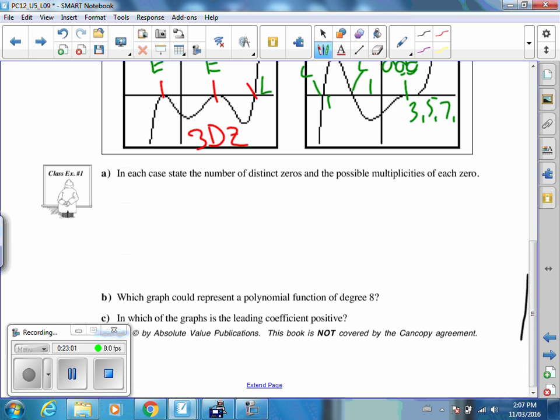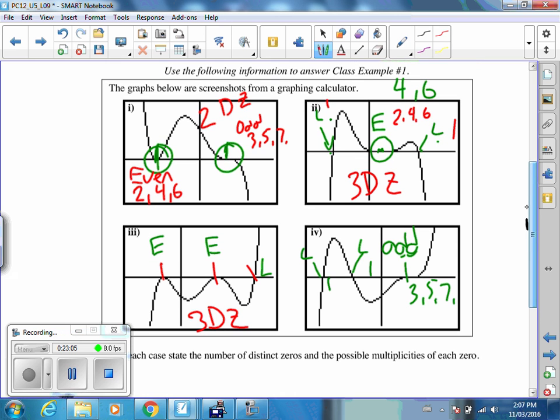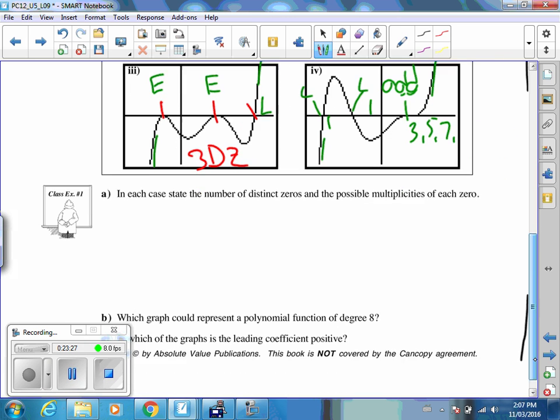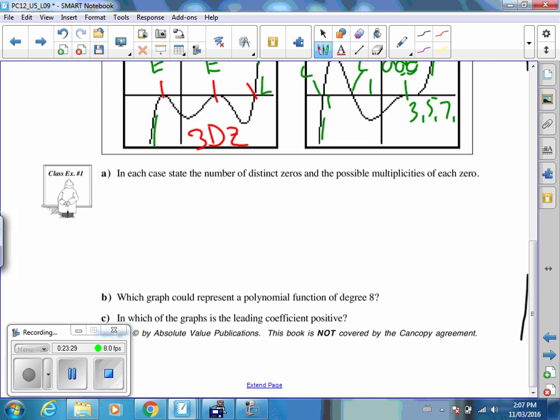Which graph could represent a polynomial of degree 8? Well, 8 has to be overall even. So this is odd because they start and end in opposite places. This is the only one that's even. So if we look at it, for this to be degree 8, this particular 0 here would have to be a 6. And hey, it might be. So what was that, B or 2?